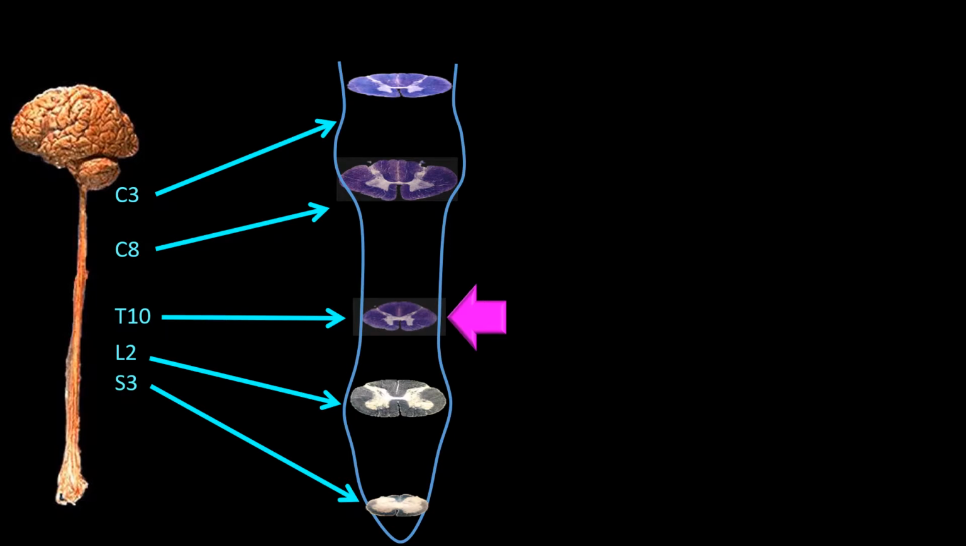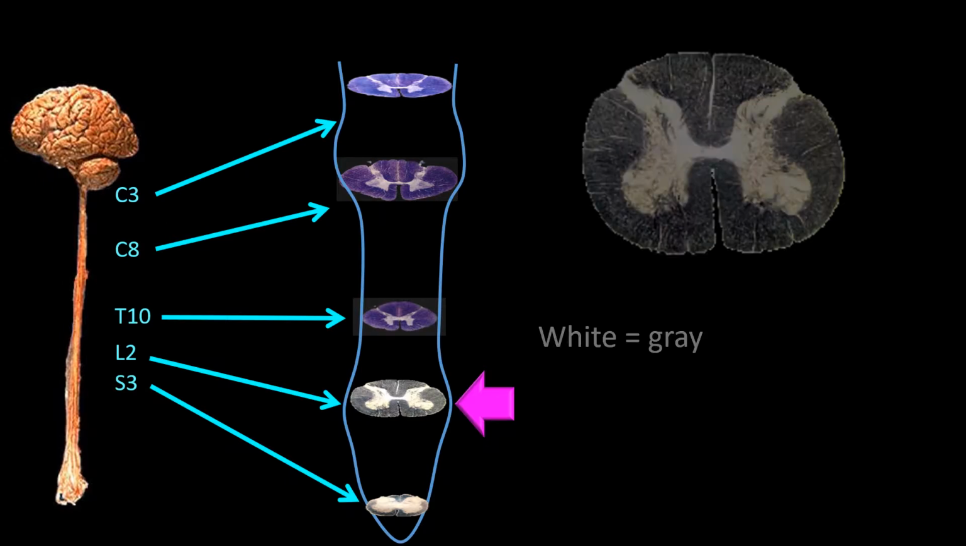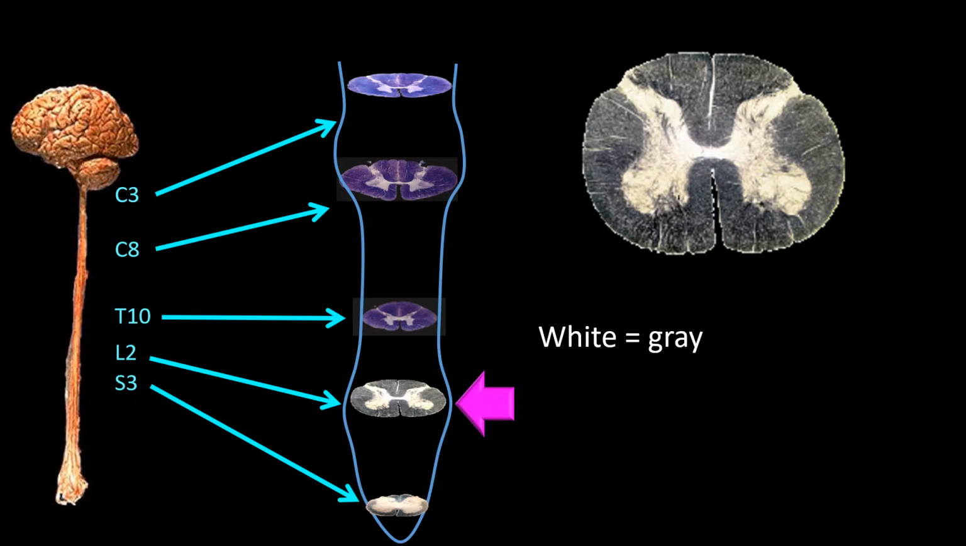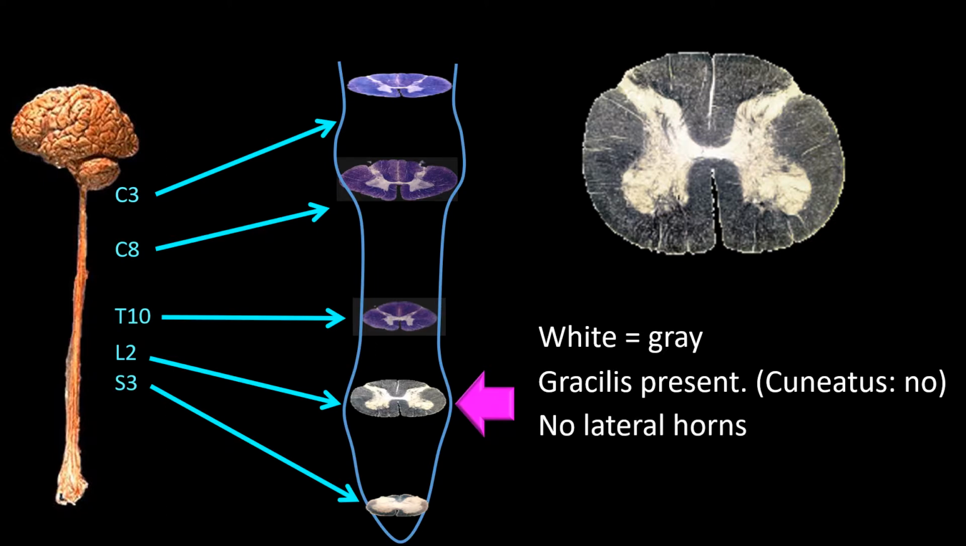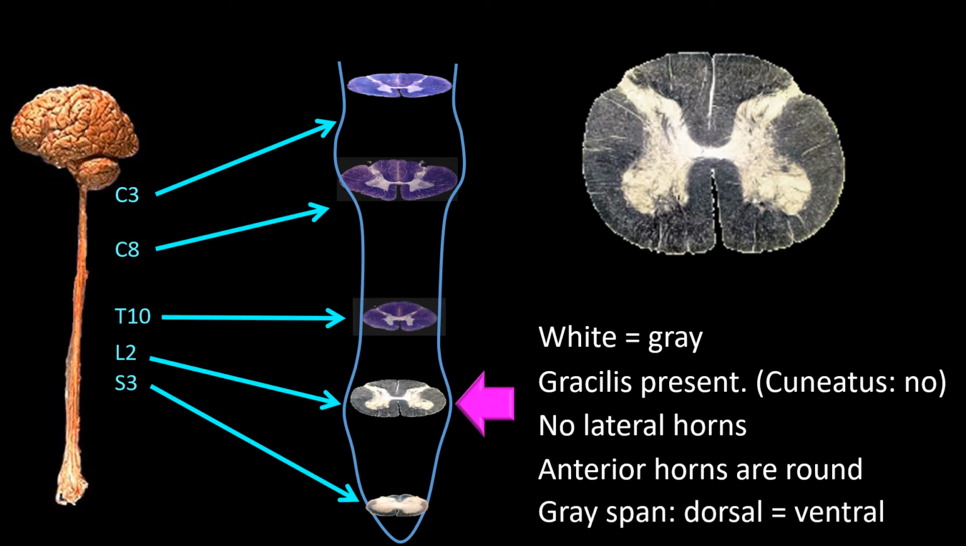From T10 to L2, there are also significant changes. At L2, the amount of white matter and gray matter is about the same. The gracilis is present, the cuneatus is not. Lateral horns are not present. Anterior horns are round. Gray ventral span and dorsal span are about equal.